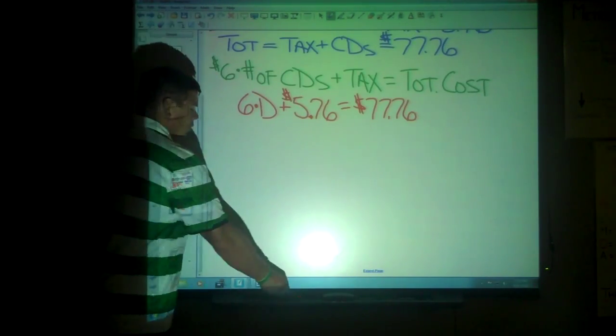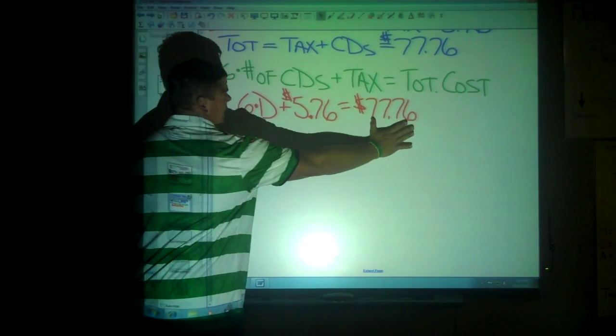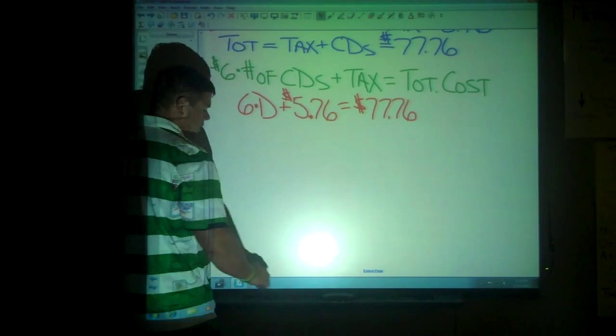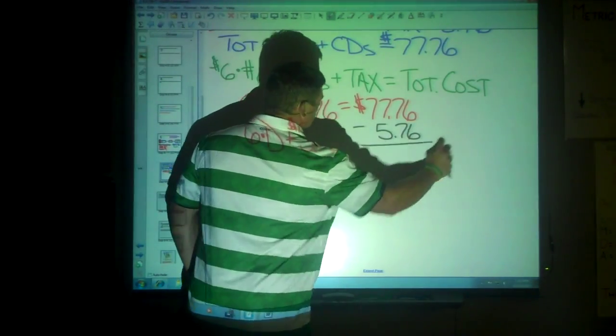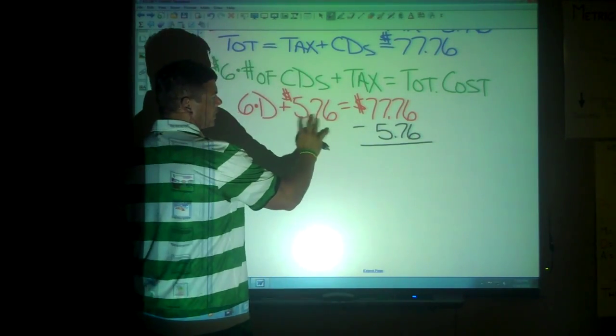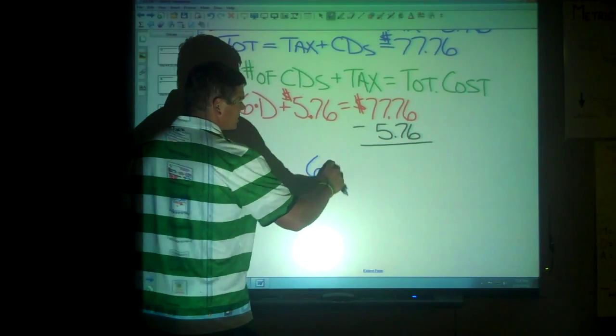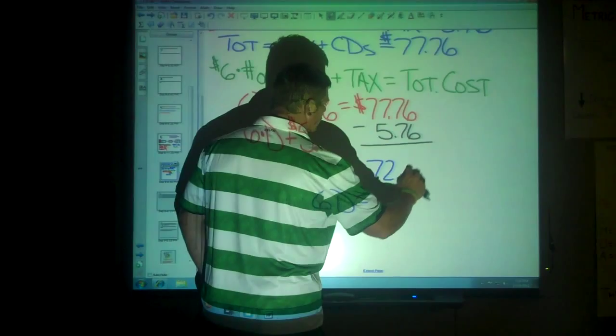Now, we don't want the price of 6 times whatever discs to equal this value, because this value includes the tax. So let's go ahead and get rid of the tax. If we get rid of the tax, we are now left with 6 discs is equal to the cost of $72.